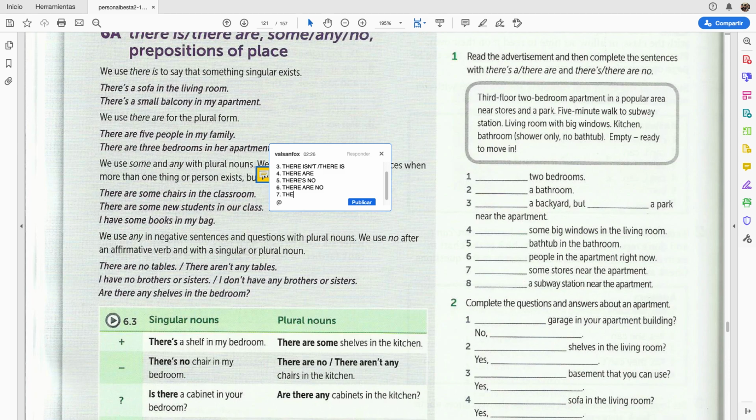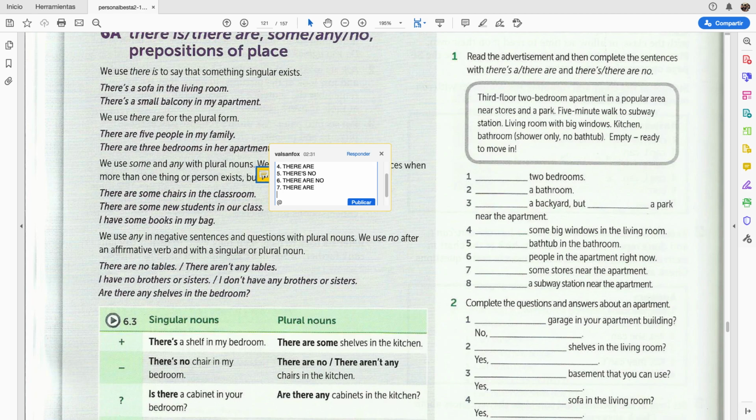Number 7, some stores near the apartment. Yes, there are. There are because here it says some stores, so it is plural, so that's why we say there are. And also you can recognize that you need to use there are because here it says stores, and stores is a plural noun. So that's why you use there are. There are some stores near the apartment.